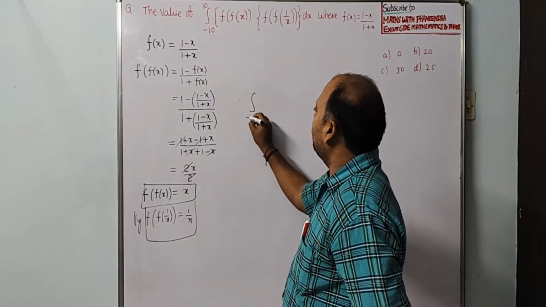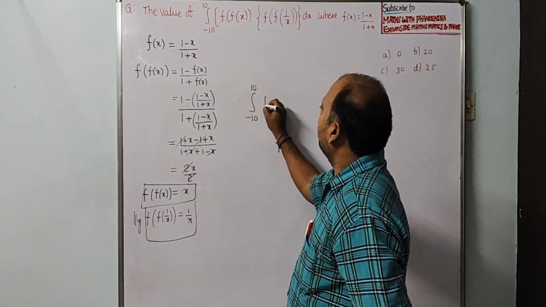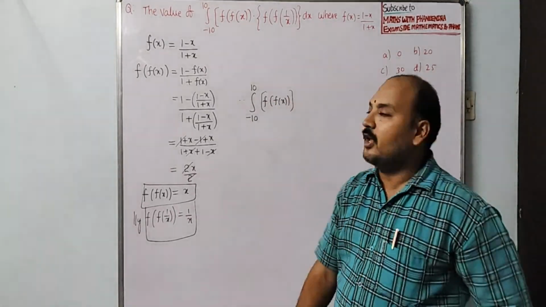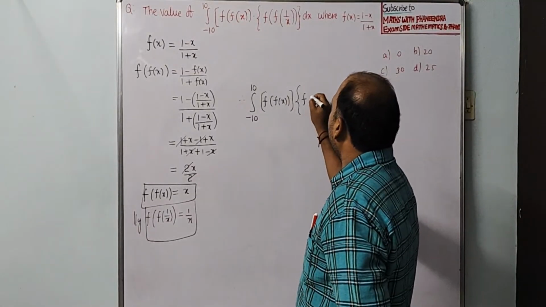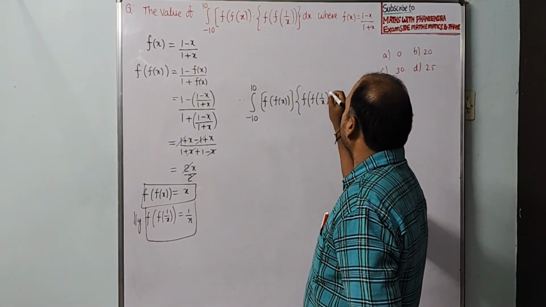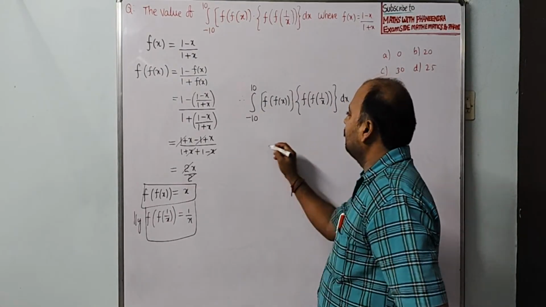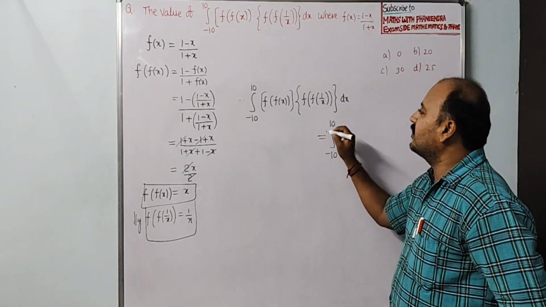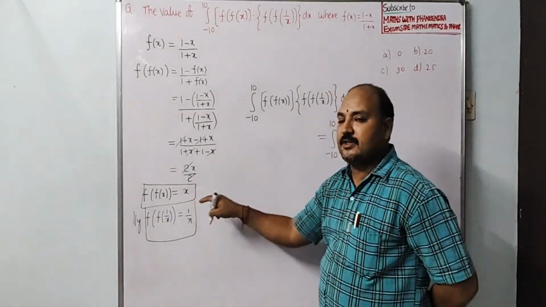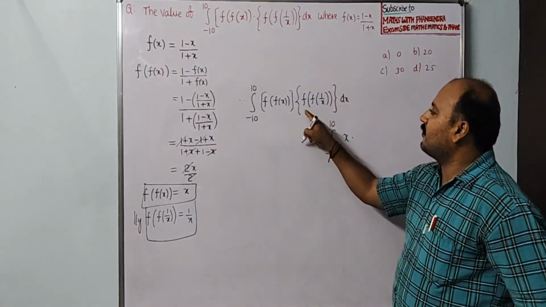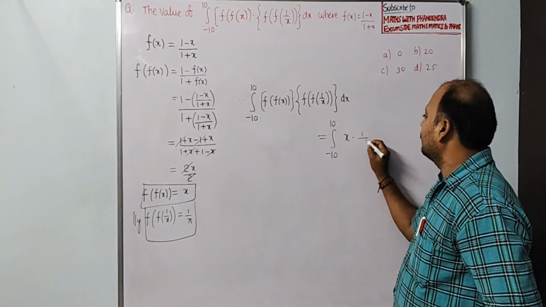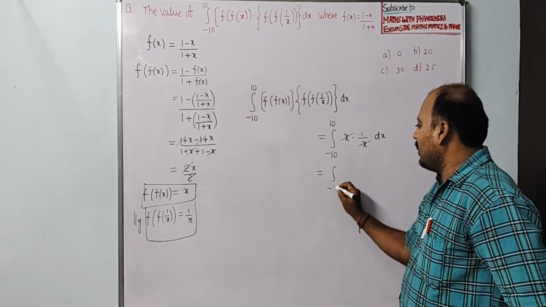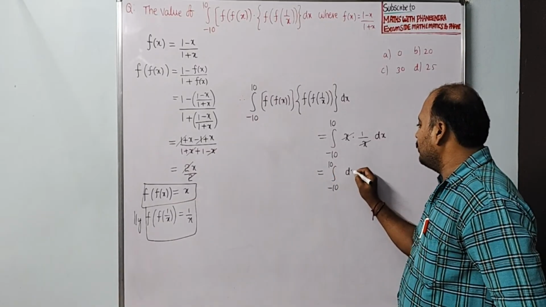Therefore, integral from minus 10 to 10 of f of f of x into f of f of 1 by x dx, which is equal to integral from minus 10 to plus 10 of f of f of x value is x, into f of f of 1 by x value is 1 by x, into dx. So both will be cancelled.